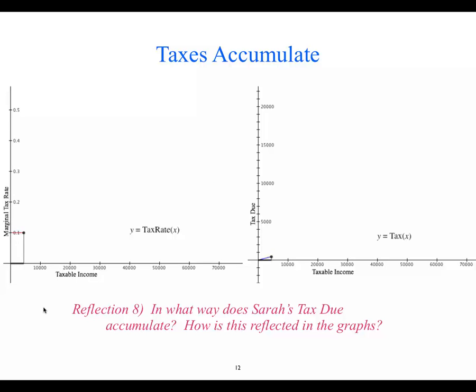Okay, and this is really kind of the big finale here. In what way does Sarah's tax due accumulate, and how is this reflected in the graphs? How does the tax due accumulate? Exponentially. Sort of. I sure hope you don't think it accumulates exponentially.